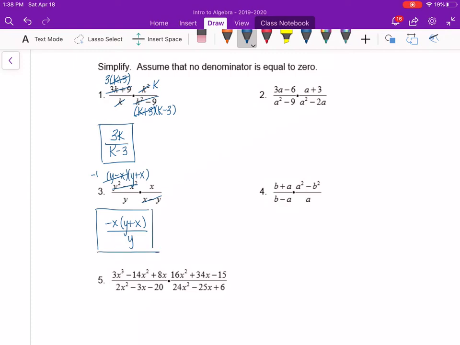So I'm going to encourage you at this point to pause and to try numbers 2 and 4 to make sure that you're on the right track, and then to unpause, and I will quickly work through number 2 and 4 for you.